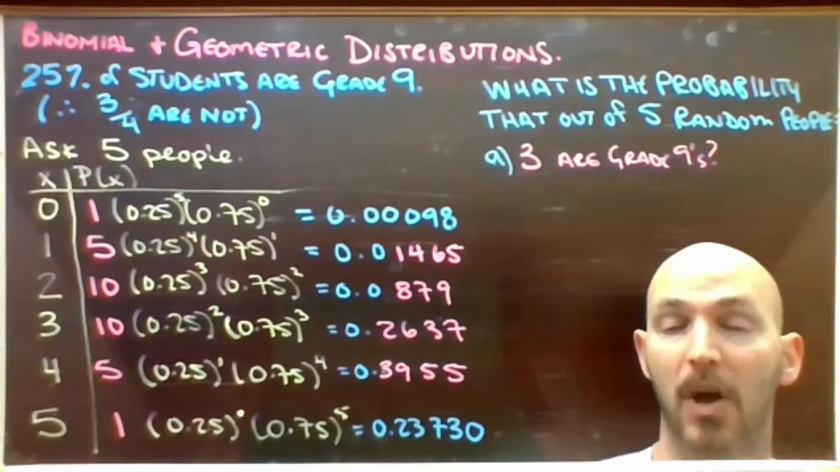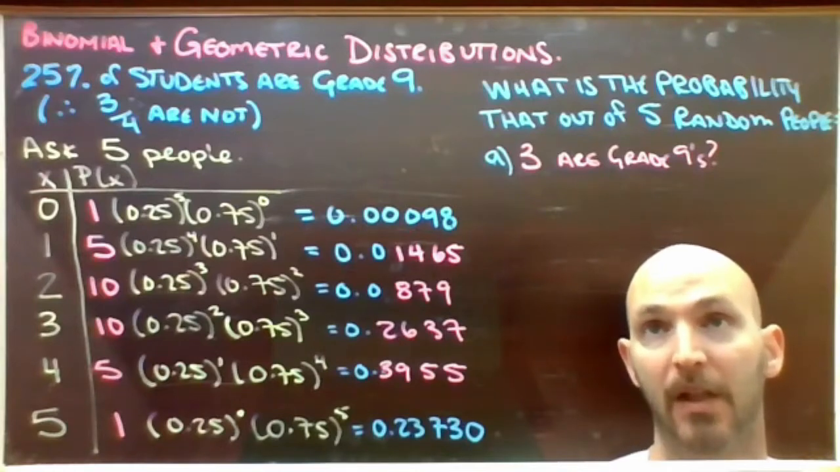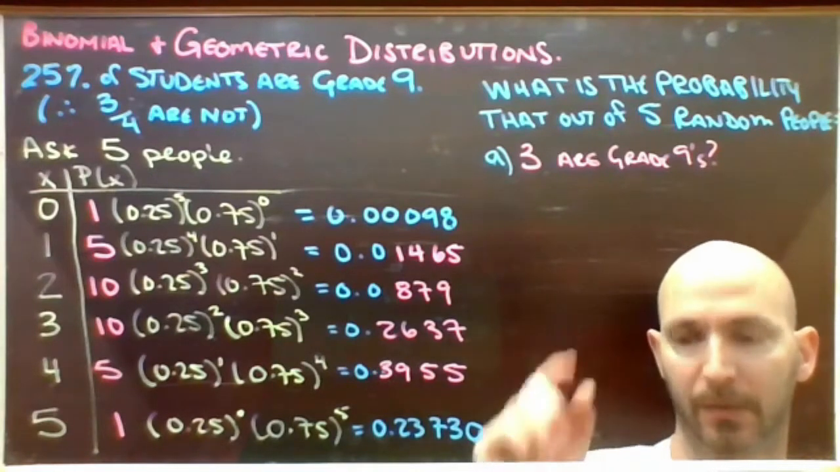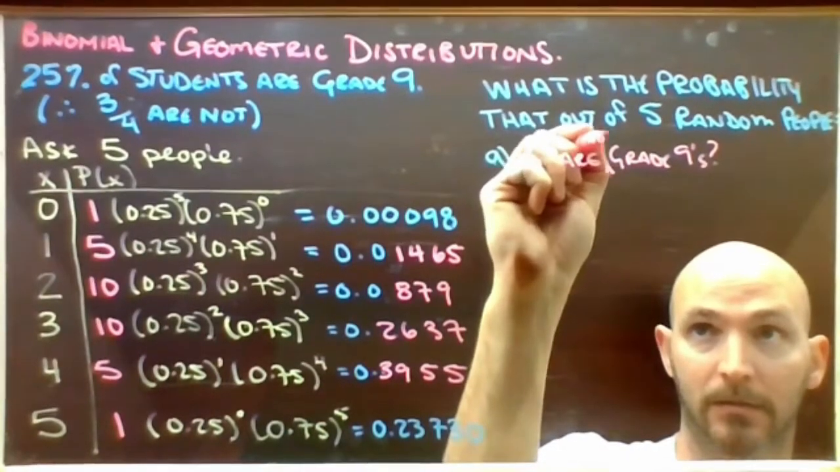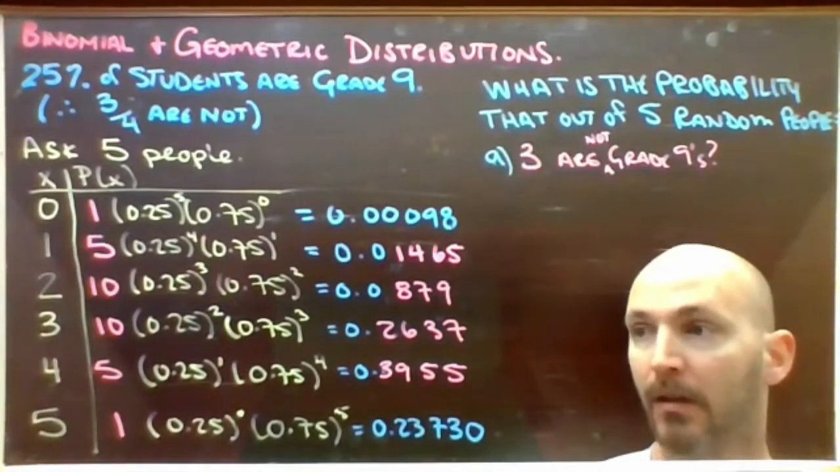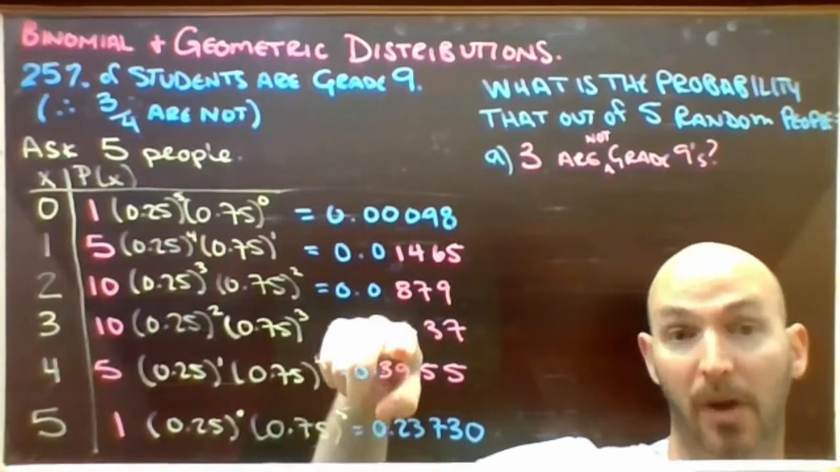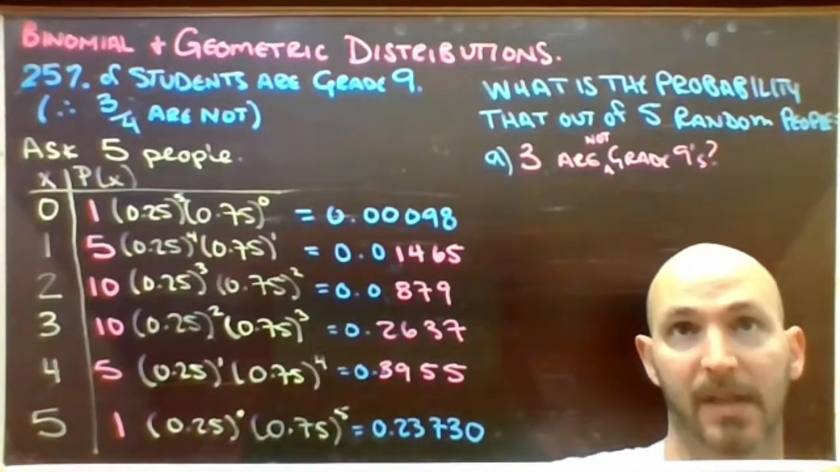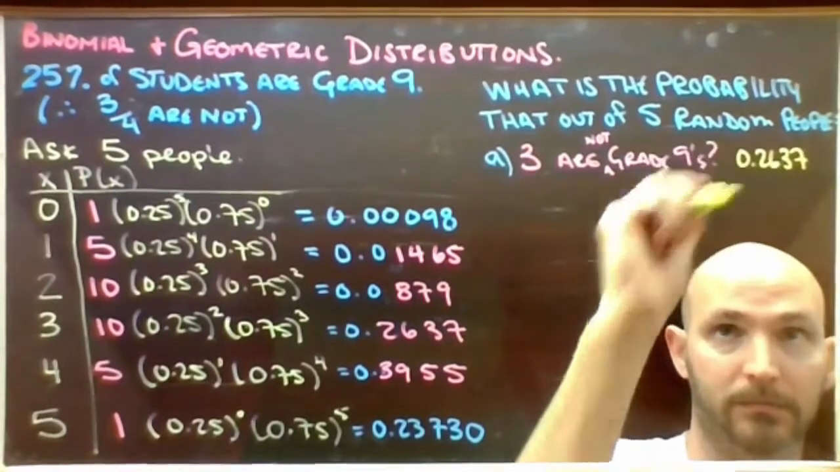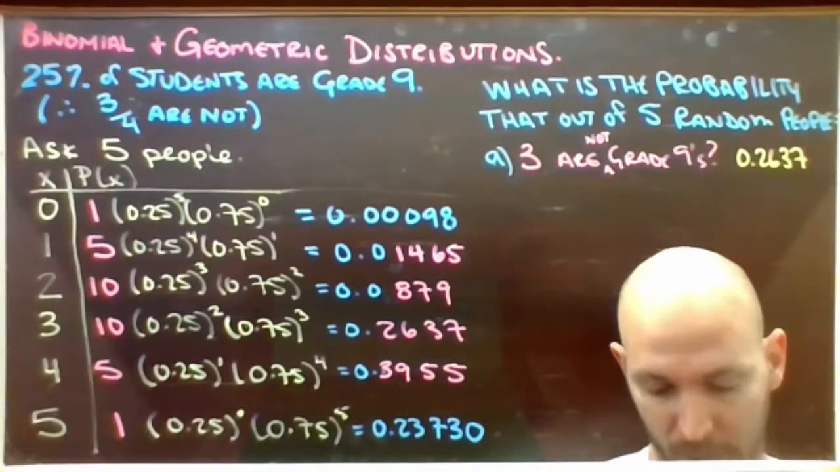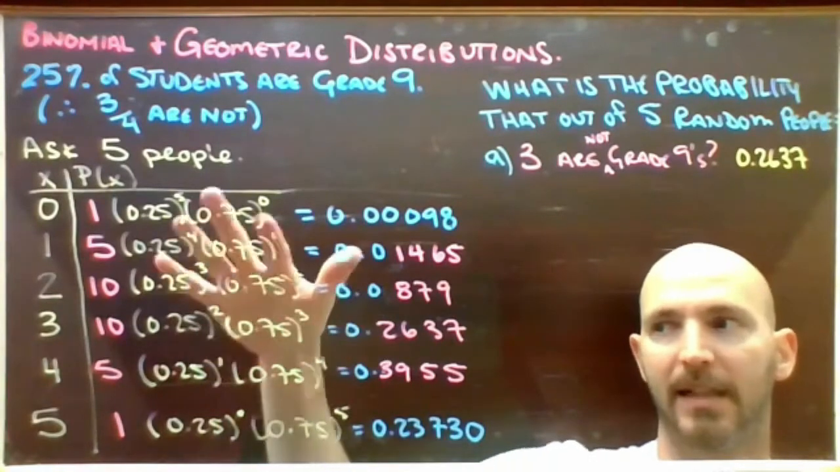So now that I have the model built, what is the probability that out of 5 random people, 3 are grade 9s? Oh, 3 are not grade 9s. Okay, well that was this row on the chart. That's 3 people not in grade 9, so the probability of that should be 0.2637. That's pretty straightforward.